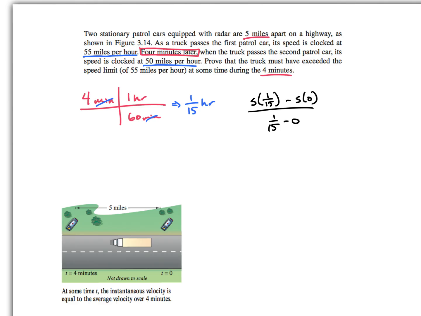And so how far did the trucker go after 4 minutes, or 1/15 of an hour? 5 miles. Minus, he started at 0, over 1/15. So how do I divide by 1/15? That is really multiplying by 15. And so what was the average speed of my trucker? 75 miles per hour. So did he go over the speed limit? Yes. His average velocity was 75 miles per hour, so by mean value theorem, he should get a ticket.